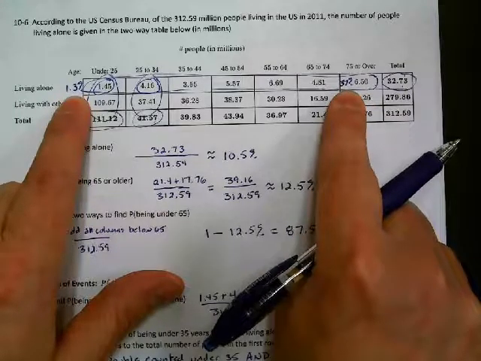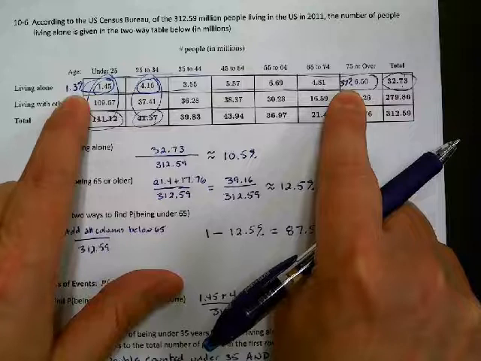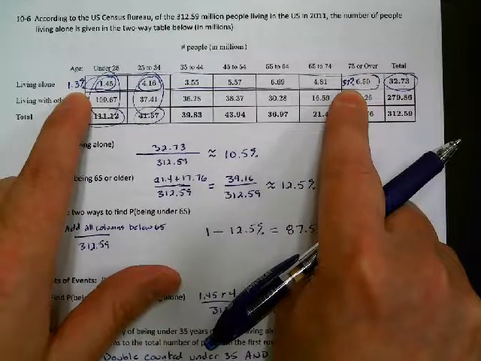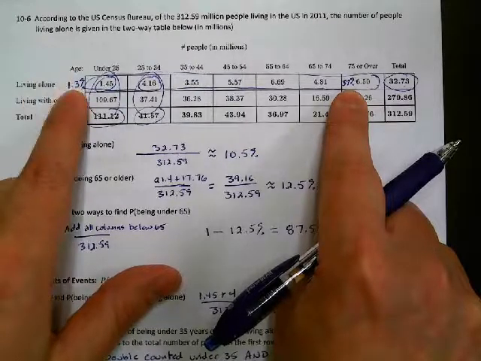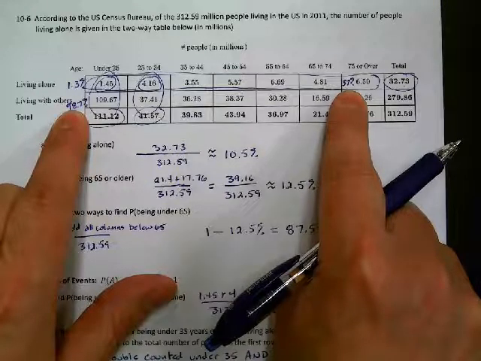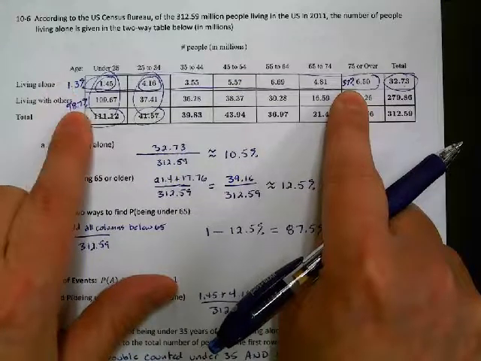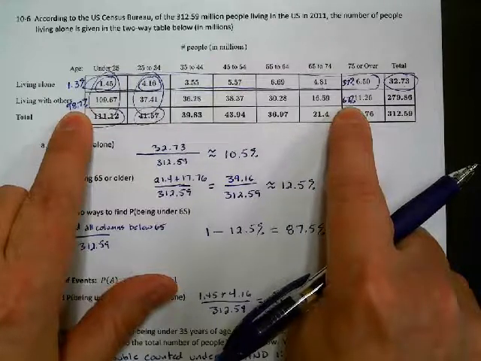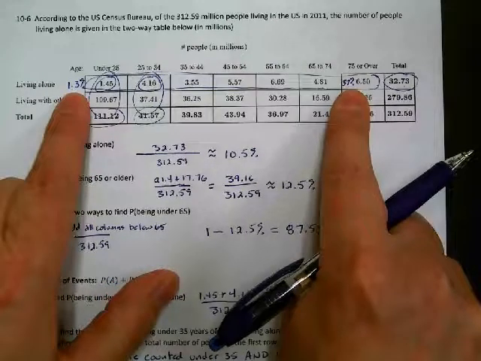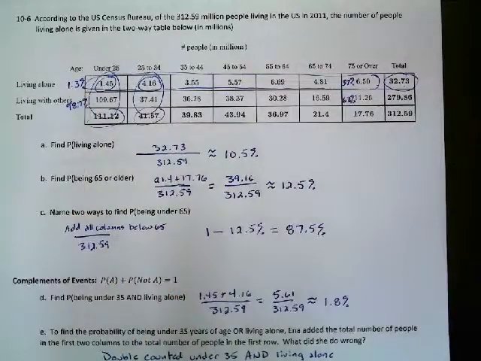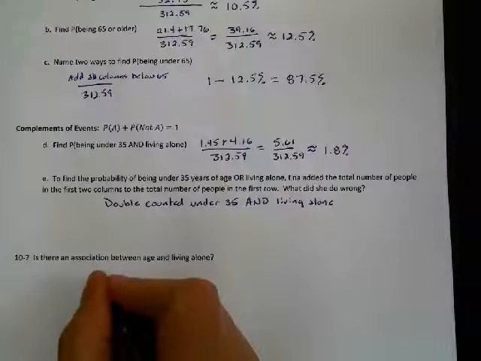So here we can see, just by looking at those two, that there is an association. You are more likely to live with other people if you're under 25, because there's a 98% there, whereas you only have a 63% if you're 75 or older. So we can see, since these numbers are not the same, there must be an association. So yes, there is an association.